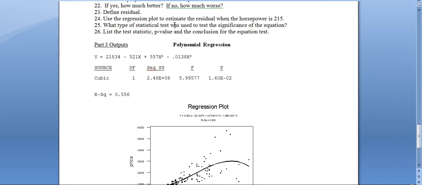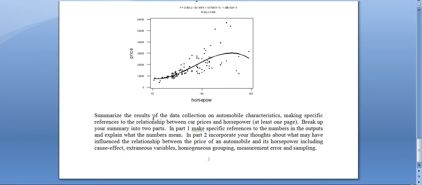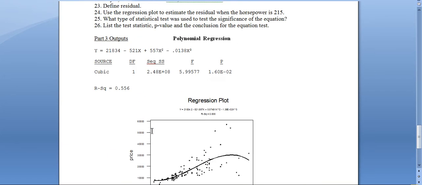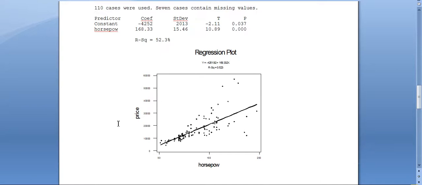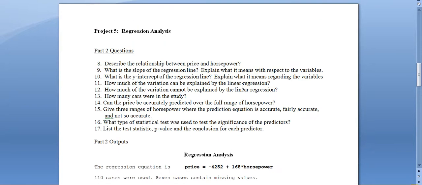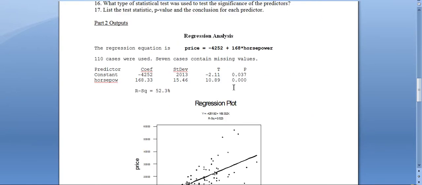What type of statistical test was used? You'll see here it was given, this was an f-test. And then we got our p-value given, and it tells us that this is 0.016. This -2 means move the decimal point over 2 places to the left. And then we want to summarize those results. You're going to, in words, explain the answers to those questions, mostly focusing on part 2 and a little on part 3.